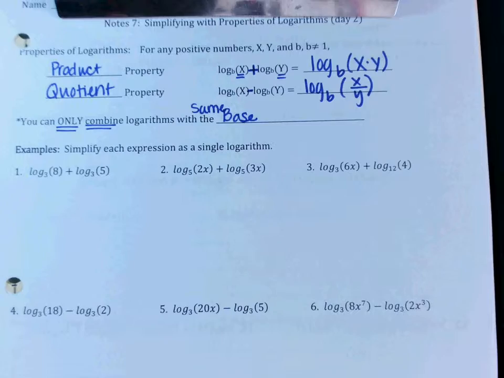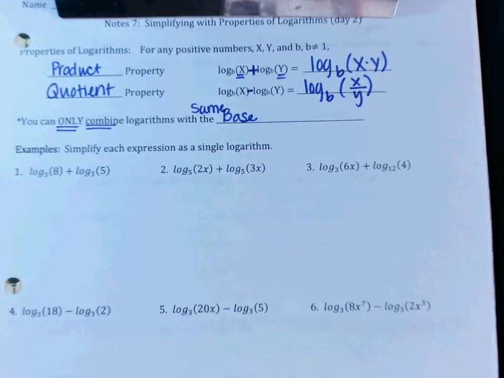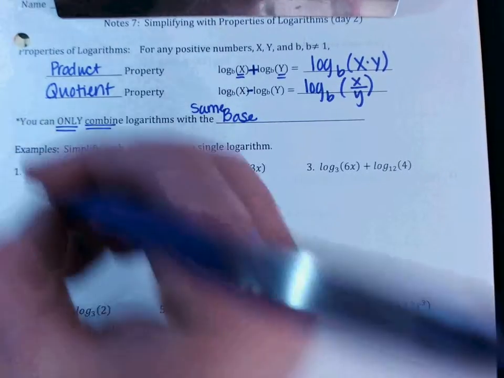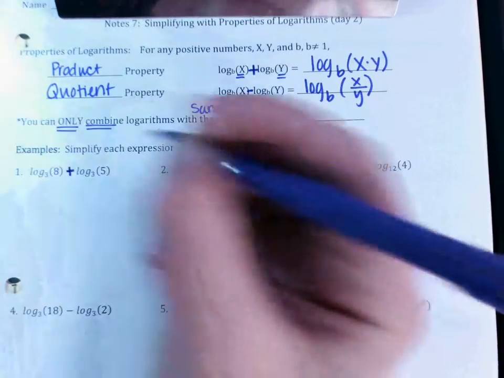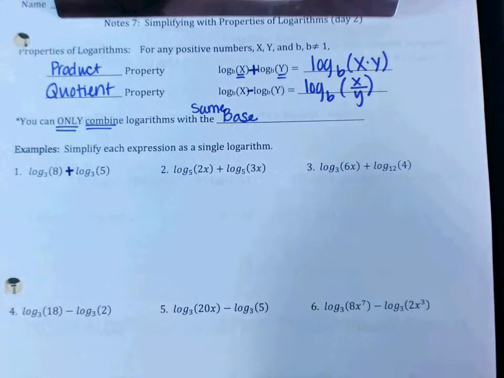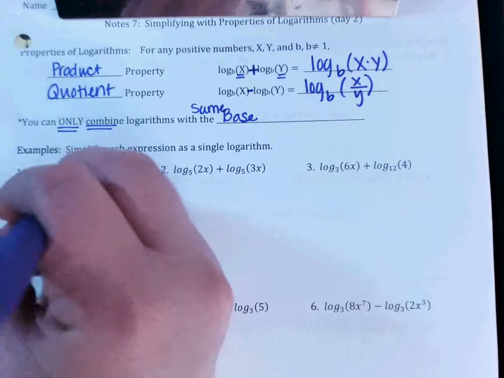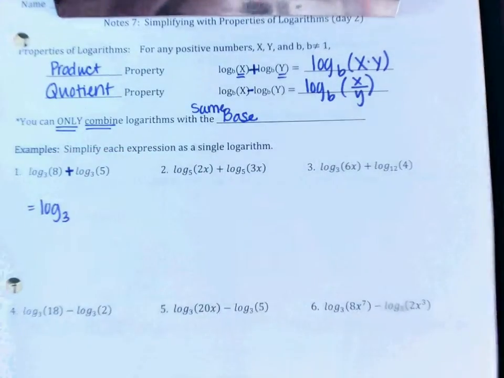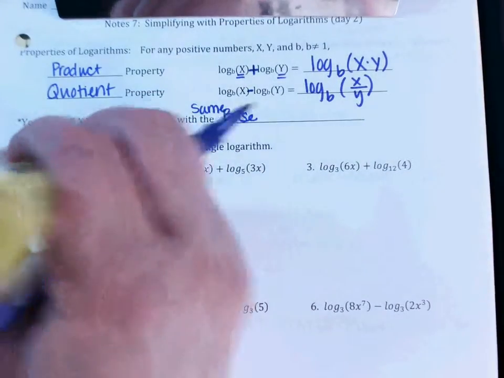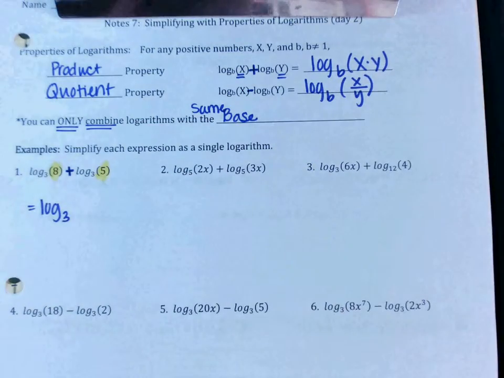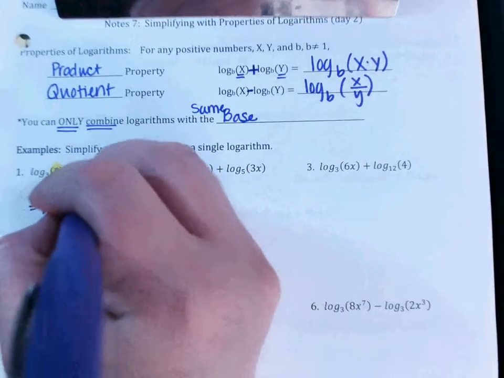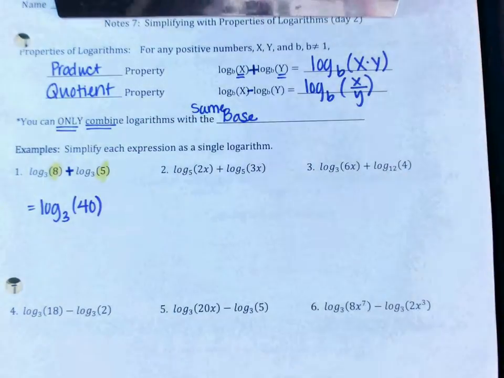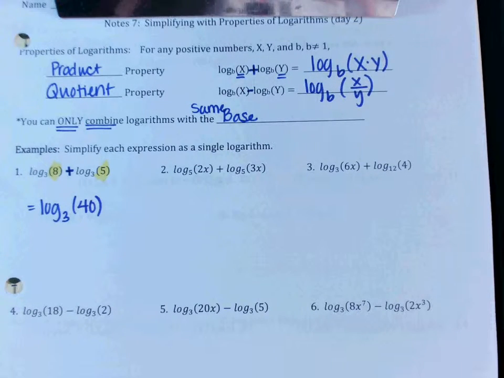So, look at number 1. Okay, we're adding in the middle, then what do we do with the arguments? Multiply. So I'd have log little 3, and then I'd take 8 and 5, and I'd multiply them together. 8 times 5 gives me 40, and then you'd be done. Okay, so you're just putting them back together today, and then tomorrow we'll do this with solving.